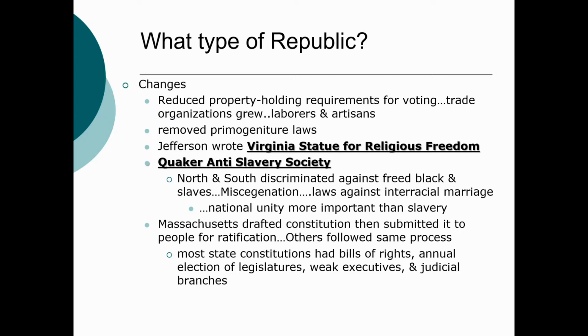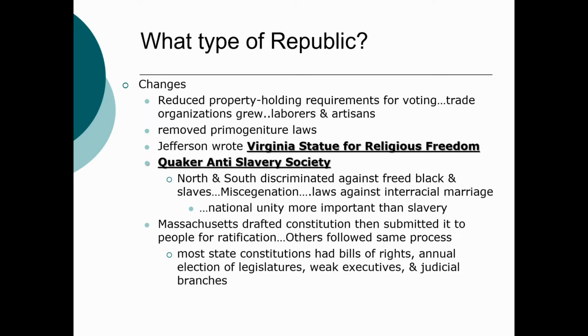Jefferson is going to help pass in Virginia the Virginia Statute of Religious Freedom, which will give first full religious freedom. One of the good things he does. The Quakers will form the American Anti-Slavery Society. This is one of the first anti-slavery groups founded. We talked about the Quakers before. They were always against slavery.